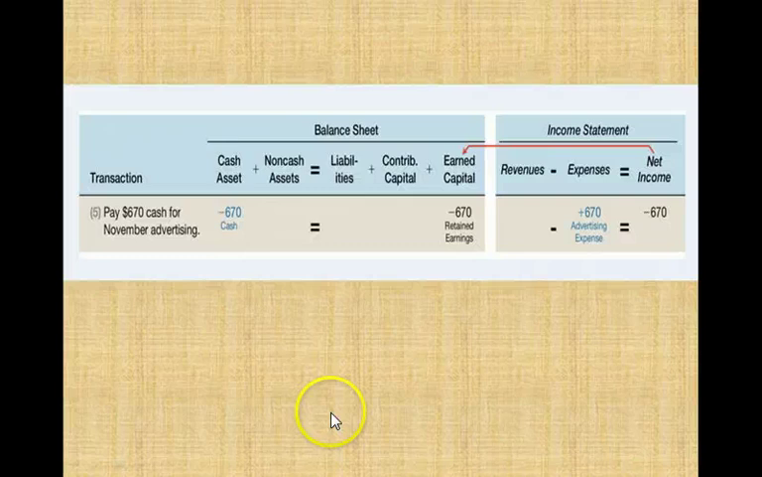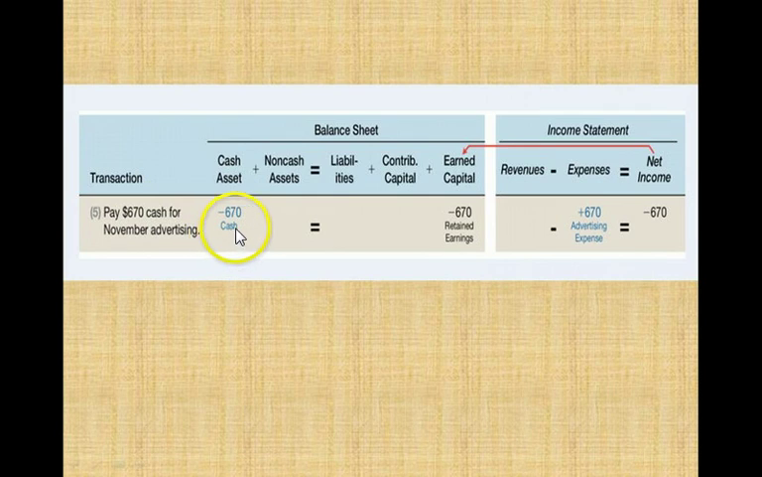Okay, so let's take a look at two examples of the transactions and see if we can break them down a little bit. In this particular transaction, number 5, the firm pays $670 cash for November advertising. So the first point is that the firm pays cash. So we have a deduction of $670 from the cash account. And then over here, we notice that we have recorded $670 as an increase in the account advertising expense. Right? So we are recognizing the fact that we have now spent $670 for advertising.